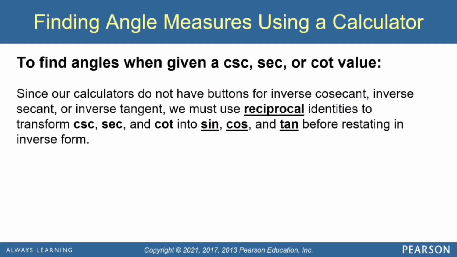Now, what if you're given a cosecant, a secant, or a cotangent value? We don't have buttons on our calculator for inverse cosecant, inverse secant, or inverse cotangent. So since we don't have those buttons, what we'll have to do is use reciprocal identities to transform cosecant, secant, and cotangent into sine, cosine, and tangent, and then we'll be able to restate in inverse form and go on just like we did in example 2.